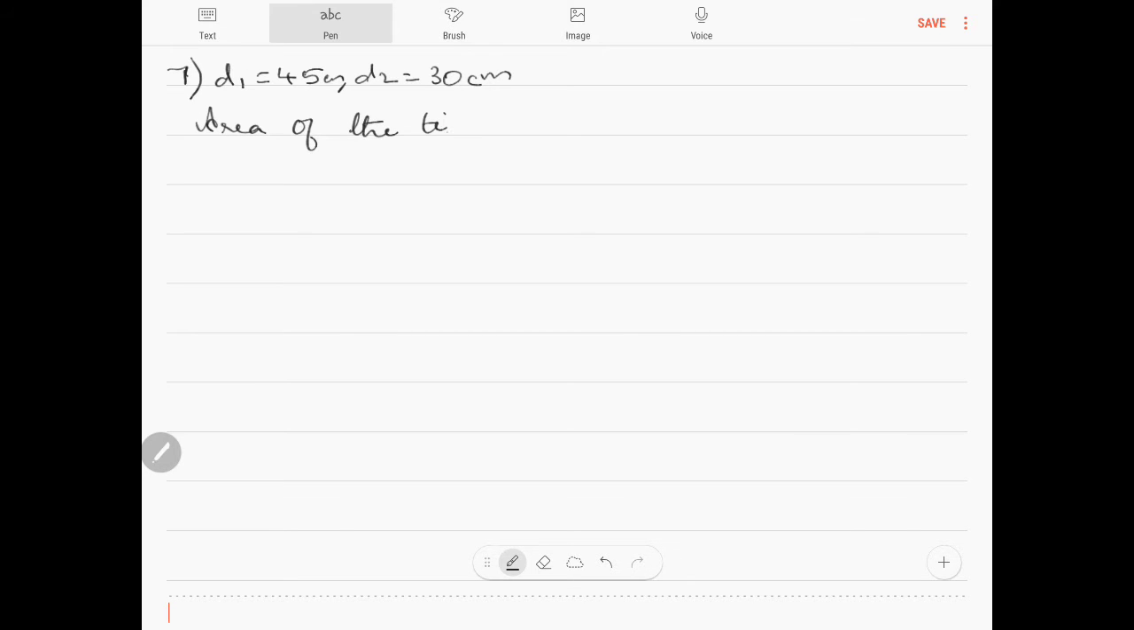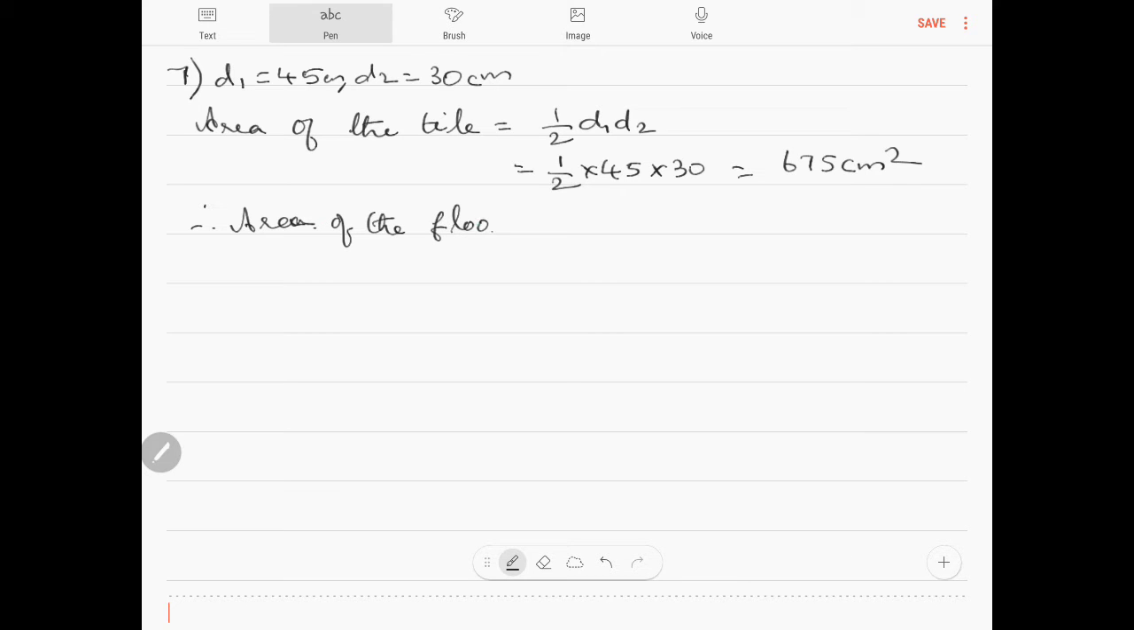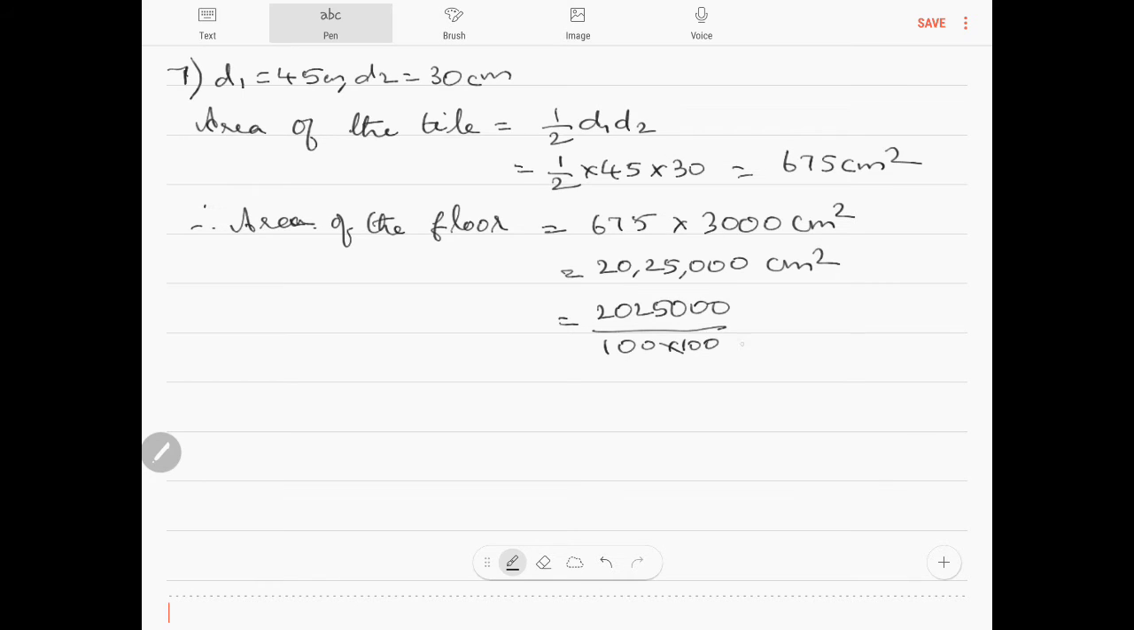Area of the tile is half into D1 into D2, or half into 45 into 30, which is equal to 675 centimeters square. Therefore, area of the floor is 675 into 3000 centimeter square, which is 2025000 centimeter square, or converting into meters, divided by 100 into 100 meter square, which is equal to 202.50 meters square.